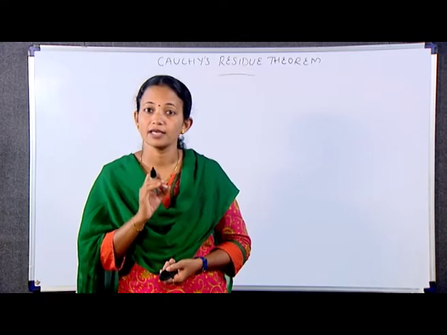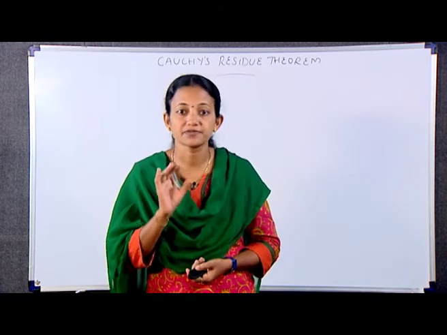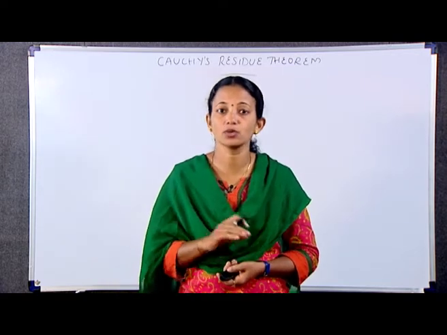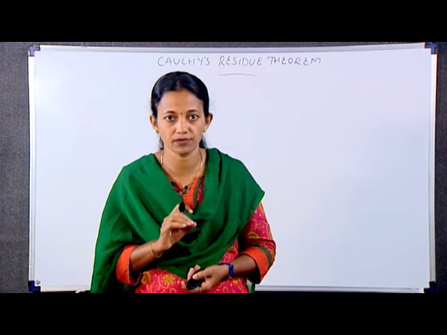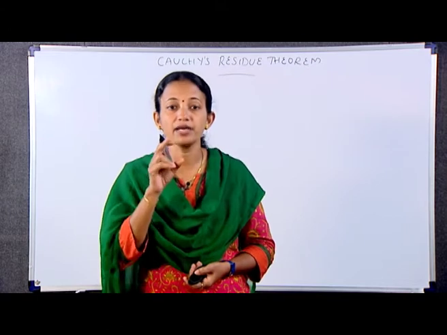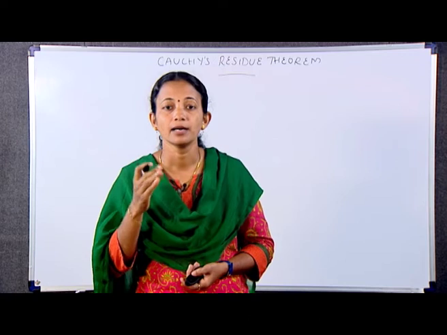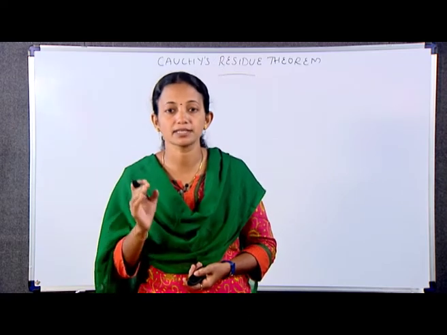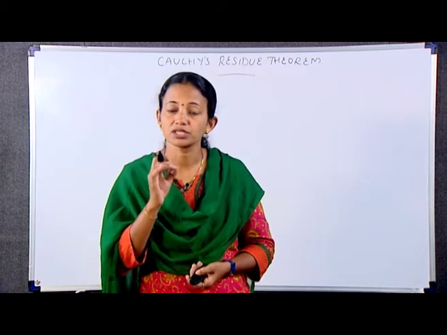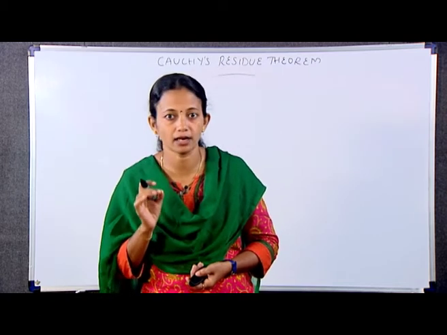We recall that if f has an isolated singular point z0, then f(z) has a Laurent series representation, that is f(z) is equal to the sum over n from 0 to infinity of a_n (z minus z0) whole raised to n, plus b1 by (z minus z0) plus b2 by (z minus z0) whole square plus etc., plus bn by (z minus z0) whole raised to n plus etc., in a punctured disk, that is 0 less than mod z minus z0 less than R2.